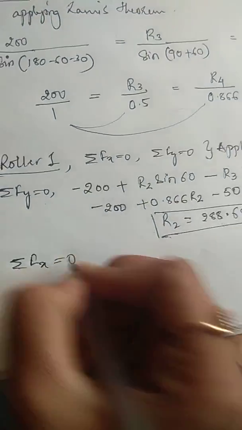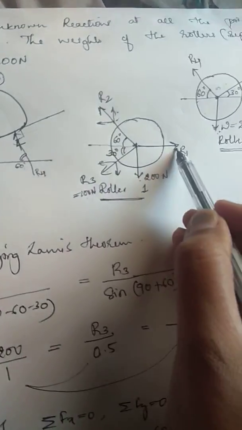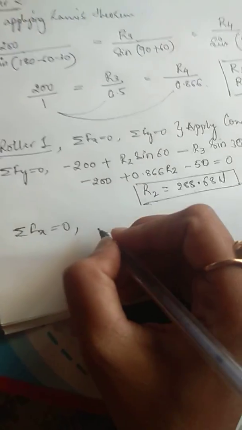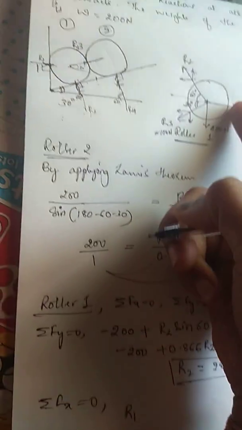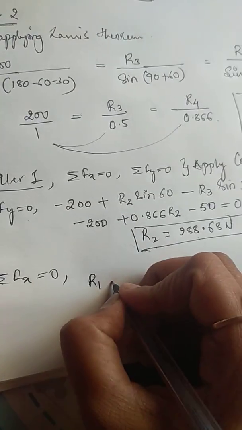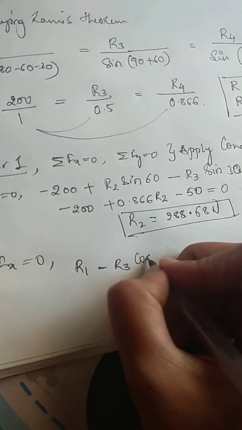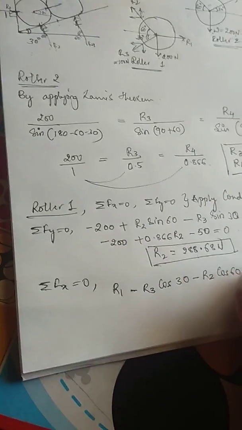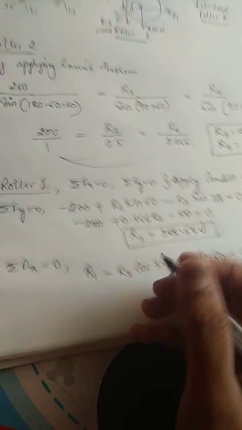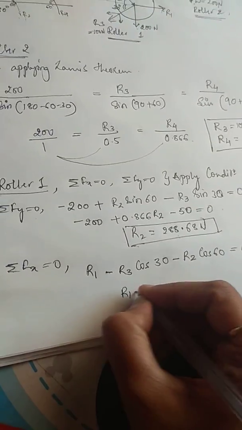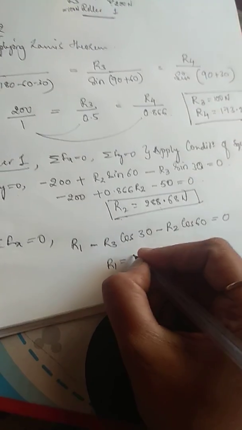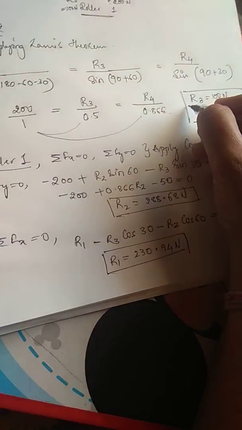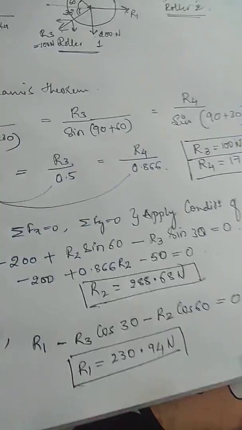Now we will apply summation f of x equal to 0. So I have R1 in summation f of x, I have R3 and I have R2. R2 and R3 values are known, only R1 is unknown. So first let us write the equation for it. R1 positive is going in this direction, R1 minus R3 cos of 30 minus R2 cos of 60 equal to 0. We know the values of R2 and R3. So on substituting, I get the value of R1 to be 230.94 newtons. So these are the 4 unknown reactions which are found.